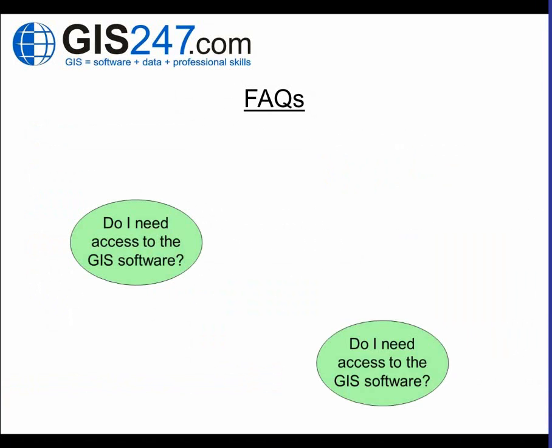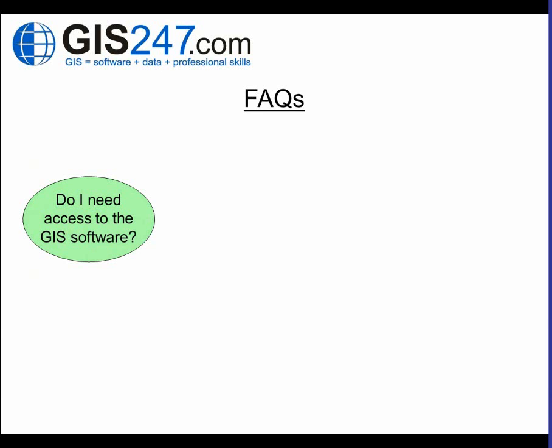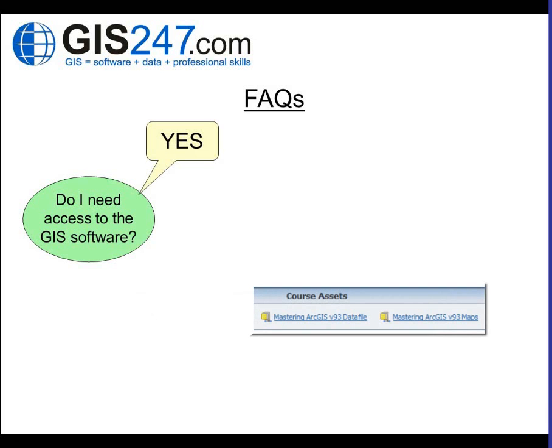Now for some questions. Do I need access to the GIS software? Yes, you do. You will need access to either the ArcGIS or MapInfo software in order to undertake the exercise component of the training courses. Each course is supplied with its own zip file of data which you download and extract, following the provided instructions, onto the computer of your choosing, which has the software on. You then work through each exercise, which is supplied as a PDF.